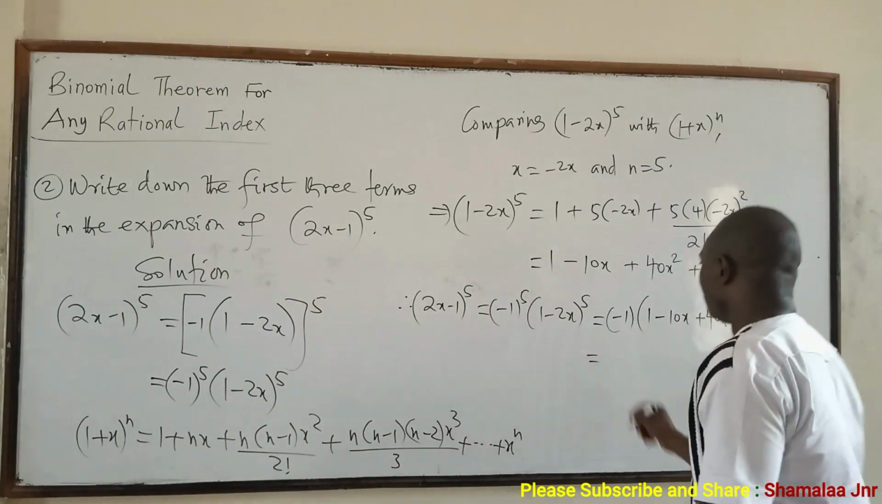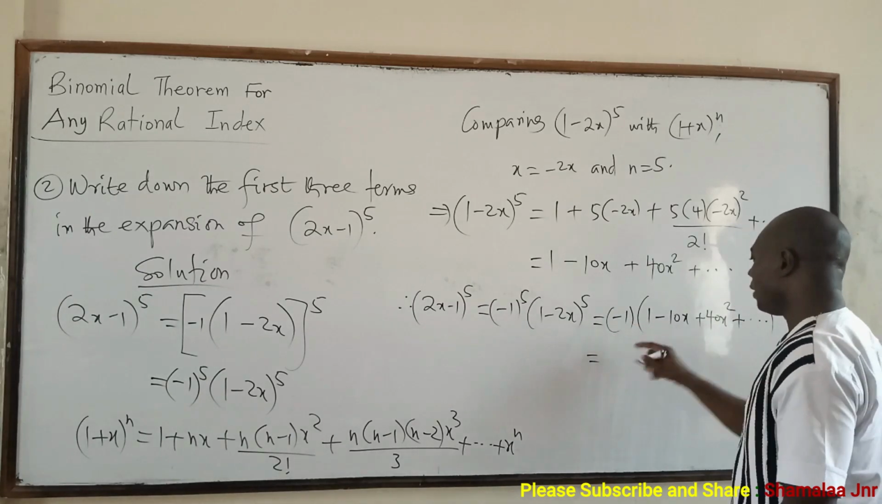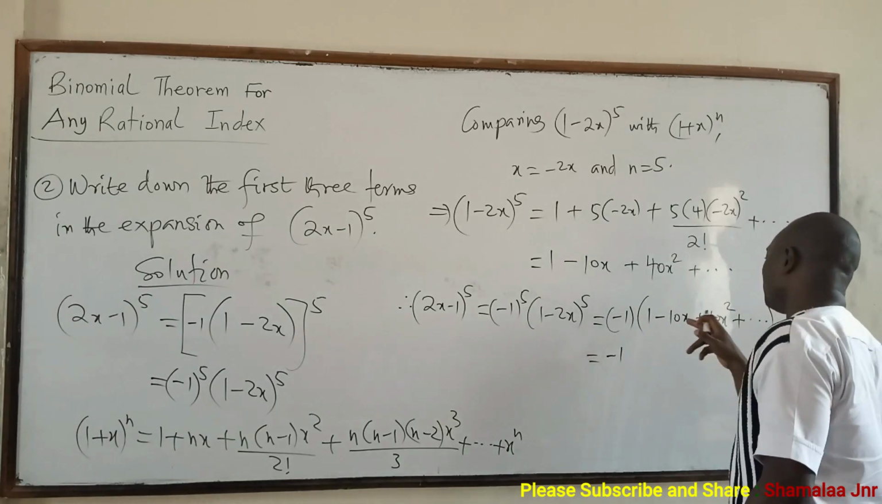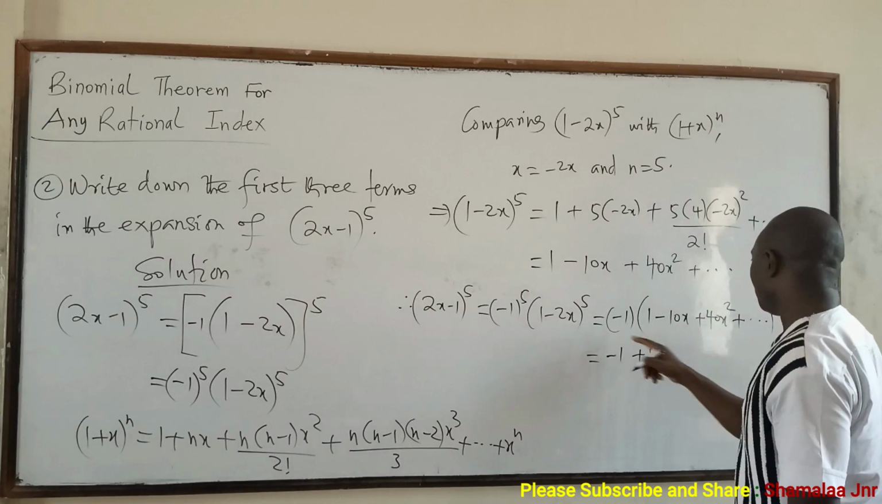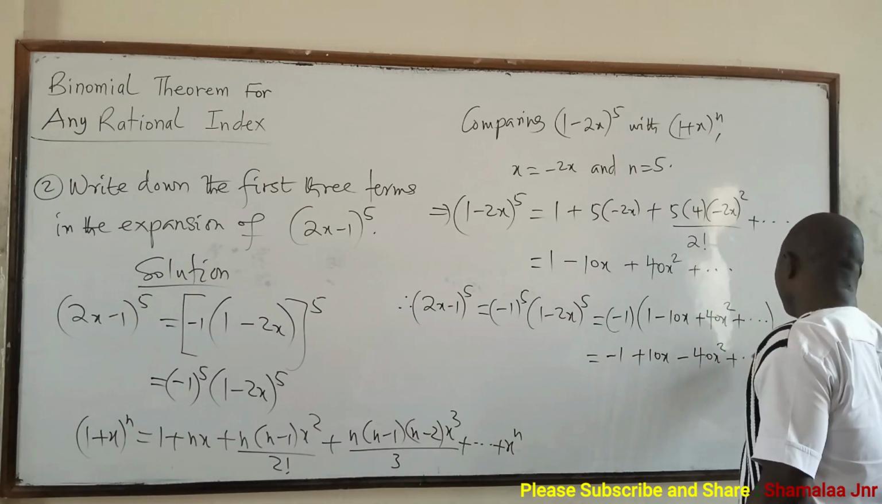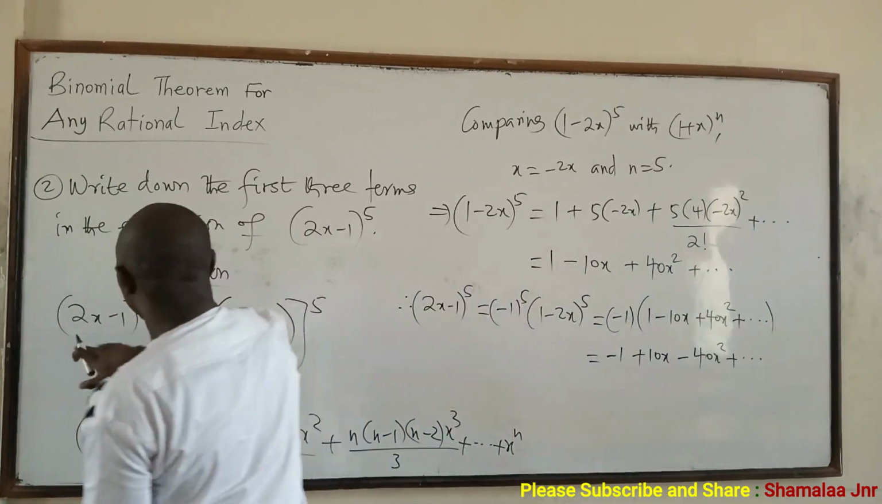Are you seeing it? So finally, if you expand, negative 1 times 1 will make this one negative 1. Negative 1 times negative 10x will make this one plus 10x. And then this one will be negative 40x squared plus and so on. So this will be the solution to this one.